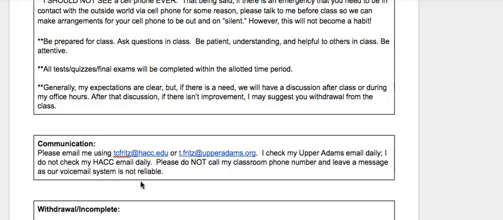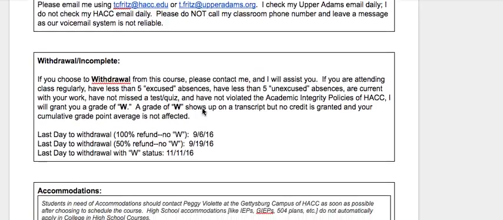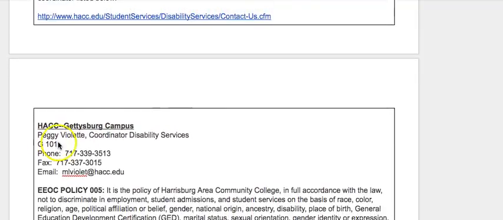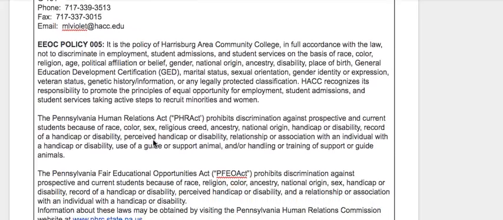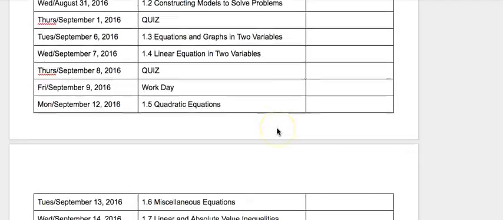Communication. Please email me using my HACC email or my upperadams.org email. I check Upper Adams email daily. I do not check my HACC email daily. So please use the Upper Adams email. It's easier. Please do not call my classroom phone. The voicemail system is not reliable. Withdrawals or incompletes are things we can discuss personally. Again, the accommodations, if that's necessary, you'll need to go through Peggy Violette, the coordinator of disability services. And then the rest of my syllabus would be listing the days and the topics that would be covered and when assignments would be due.